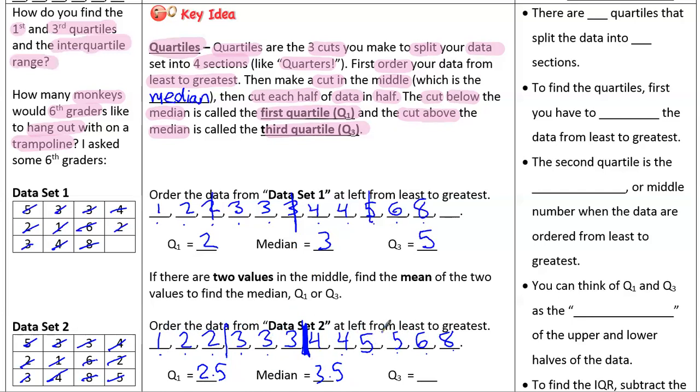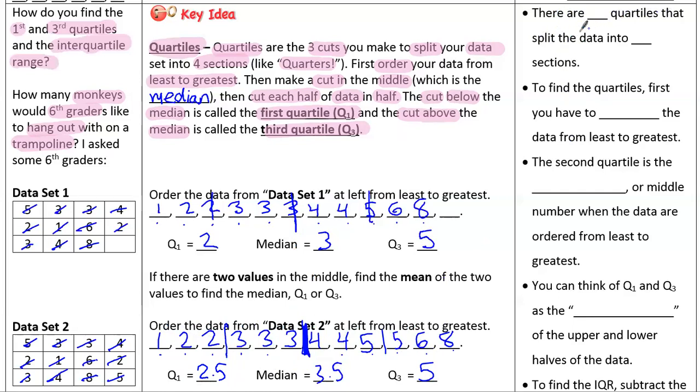And what about up here? The cut would be in between 5 and 5. So the quartile 3 is 5. So quartile 1 is 2.5. The median is 3.5. And quartile 3 is 5. Right? Okay. So now let's just go over here and answer all the questions that we can.